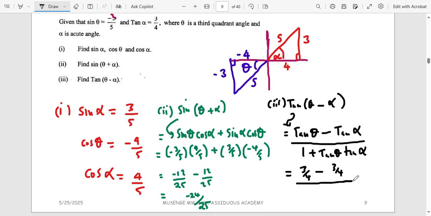And then now we divide by 1 plus tan theta, which again is negative 3 over 4. Tan alpha is 3 over 4. Because on top it will give us 0, 3 over 4 minus 3 over 4. So 0 over anything, the answer is 0. So that will be the answer there.